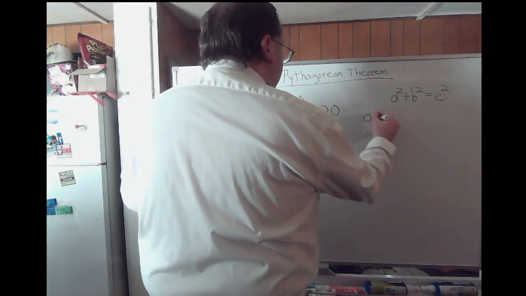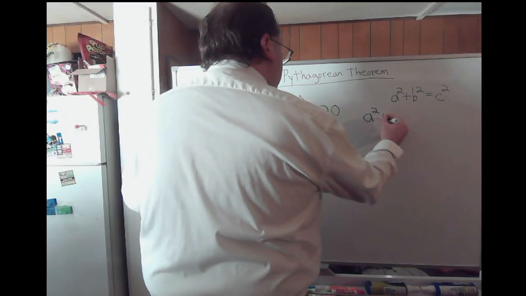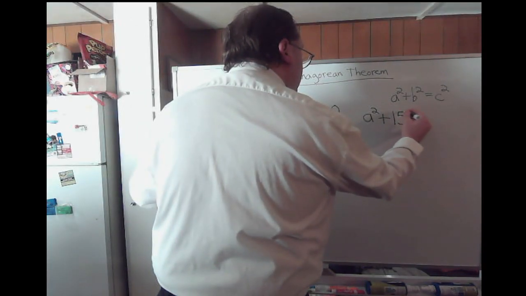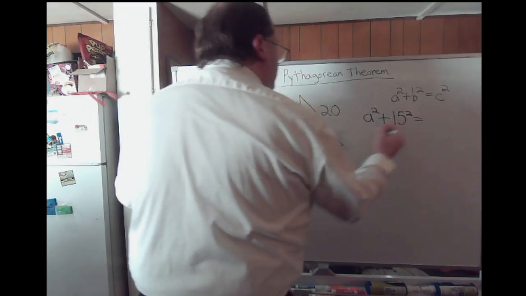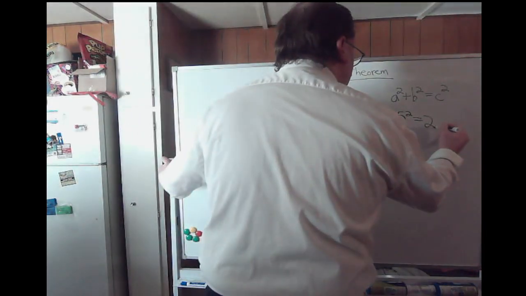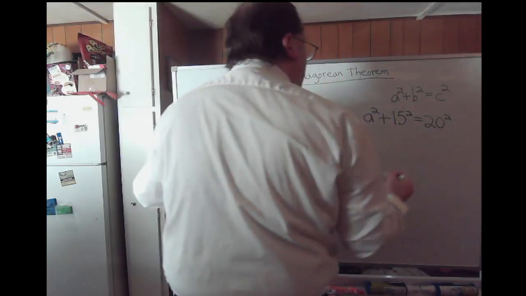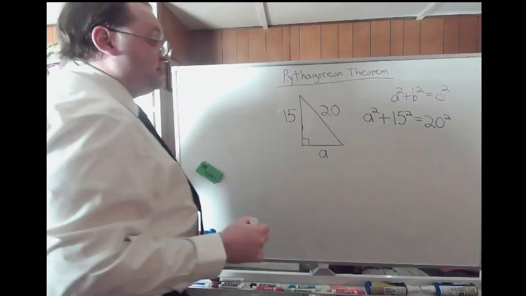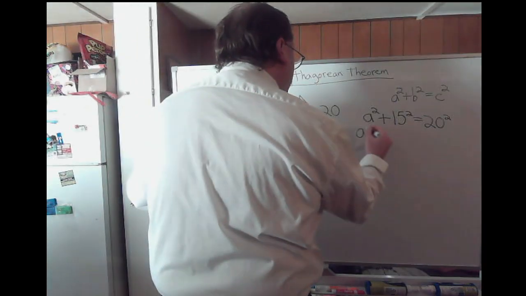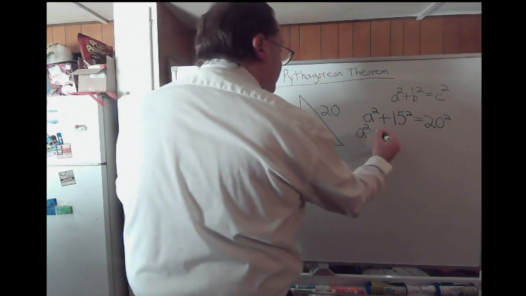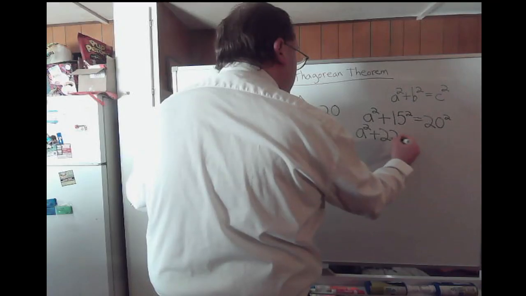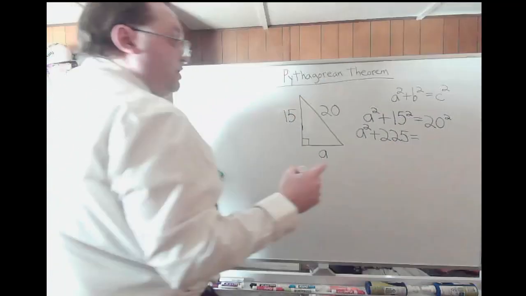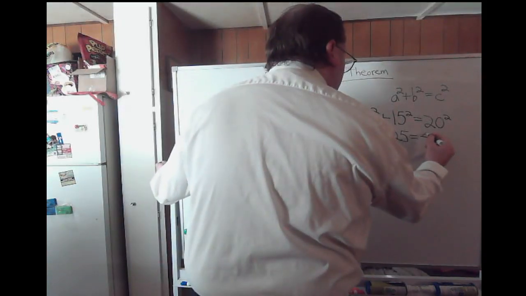Of course, you would have a squared plus b squared, which b is 15. That'd be 15 squared, which would equal c squared, which is 20 squared. Alright, order of operations dictates, of course, we do the exponents first. Well, a squared we don't know, that'll stay as it is, but 15 squared is 225, which is equal to whatever c squared is. 20 squared, that's equal to 400.